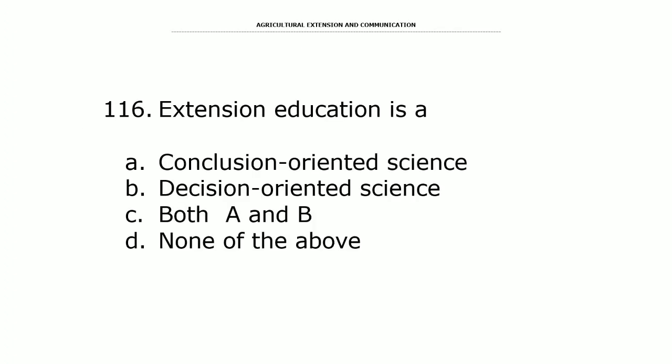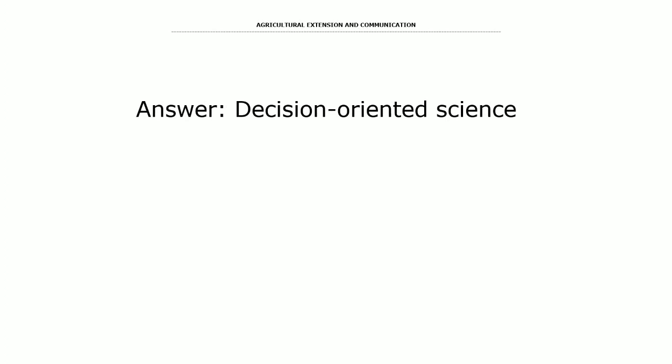Number 116. Extension education is A. Conclusion-oriented science. B. Decision-oriented science. C. Both A and B. Or D. None of the above. The answer is decision-oriented science.